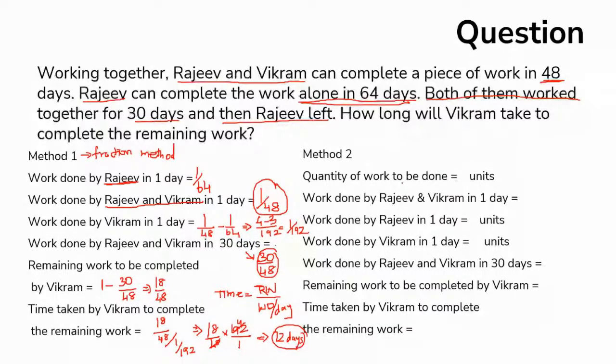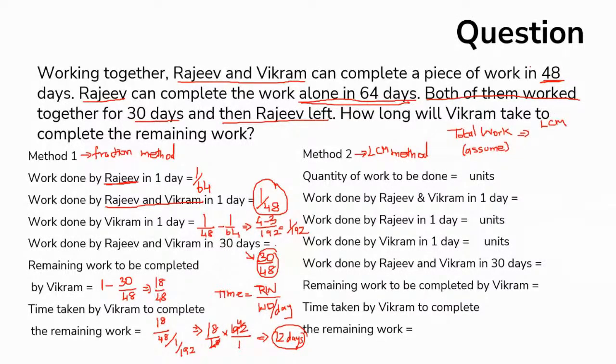So same problem in the next method. As we have already seen, this method is called the LCM method. In this method, we need to calculate the total work to be done first. Based on that only, we will be calculating things. So total work to be assumed. We don't randomly assume it. We try to go for the LCM of the given values.